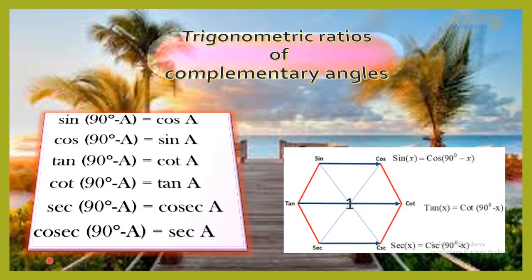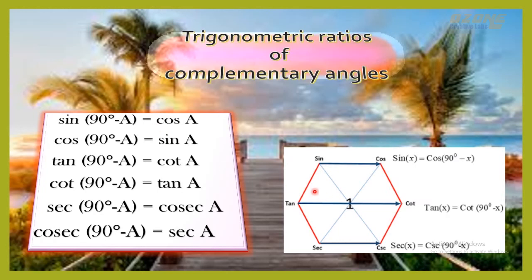That is, consider here A is 30 degrees. So sine 90 minus 30, that is sine 60, will be equal to cos 30. Or if A is 20 degrees, sine 90 minus 20, that is sine 70, will be equal to cos 20. Sine 70 and cos 20, the sum of the two angles is 90. So they are complementary angles, right? So in complementary angles, the values of sine and cos will be equal. Tan and cot will be equal, sec and cosec will be equal.